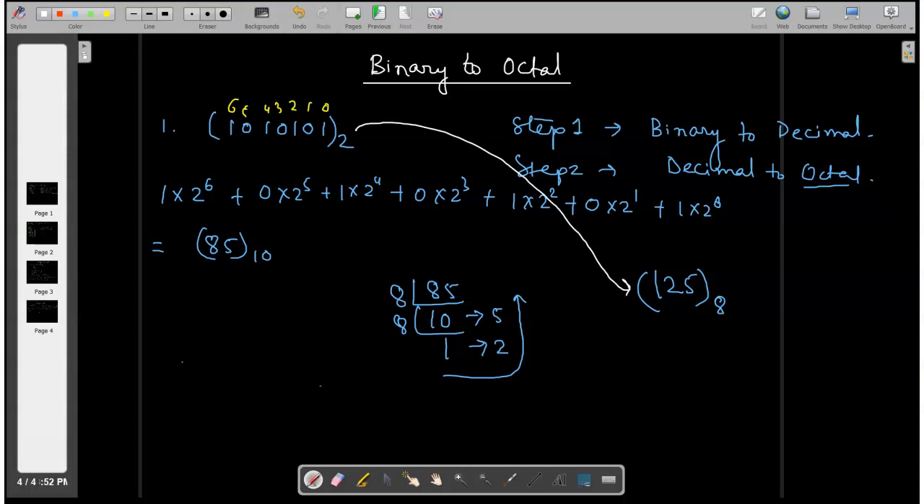How do we do it? We first convert binary to decimal and then decimal to octal. In the same way, we can do it for hexadecimal also. If you want binary to hexadecimal, then step 1 would be binary to decimal and then decimal to hexadecimal, the way we do. All right. I hope it is clear to you all.